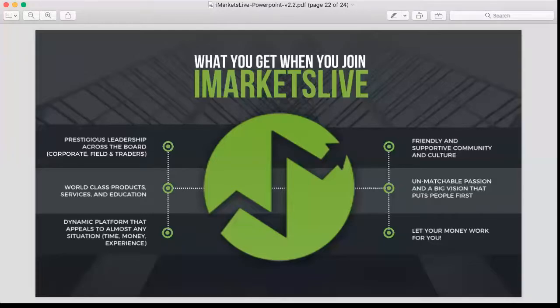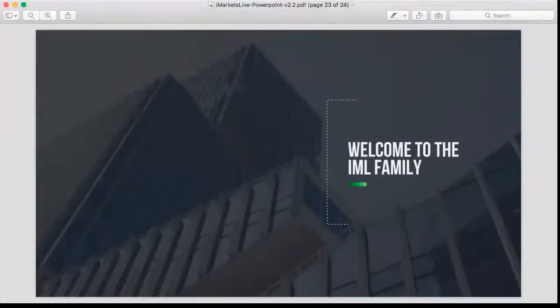And the last one is finally, 1% of people in the world actually invest. 1% of people in the world actually do what we do here at IML. We're looking to change that statistic a little bit, guys. So finally, you can have your money working for you.